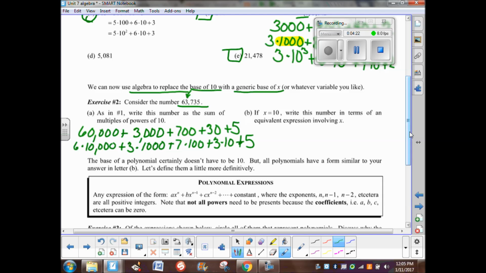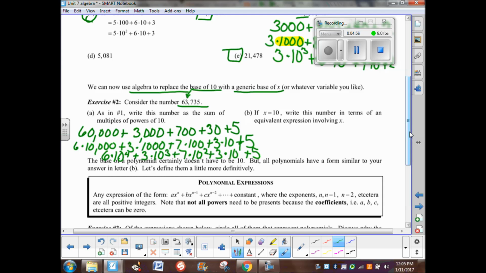Now let's write it as the sum of powers of 10. So it's 6 times 10,000, which is 10 to the 4th power, plus 3 times 1,000, which is 10 to the 3rd power, plus 7 times 10 to the 2nd. What's happening with the exponents? Notice what's happening with the exponents as we continue on to the right. Plus 3 times 10 to the 1st, plus 5.